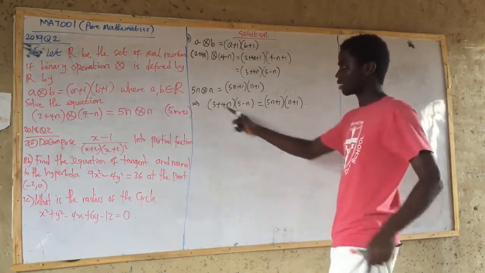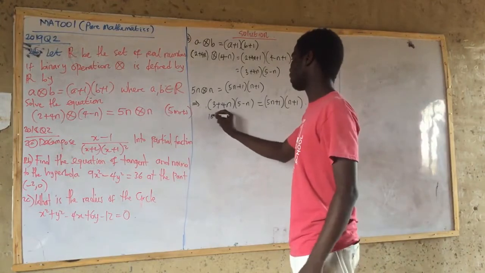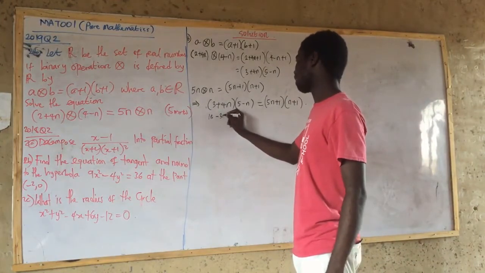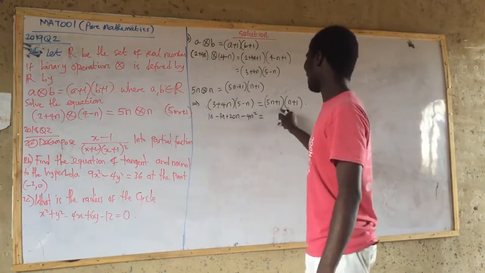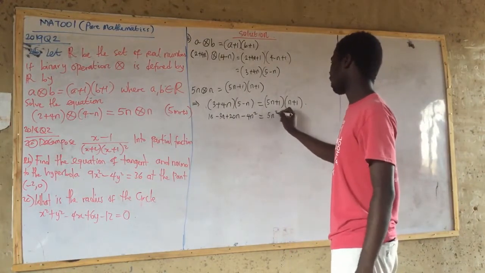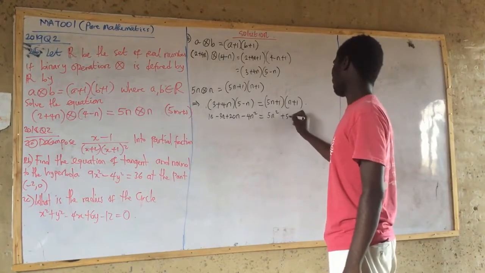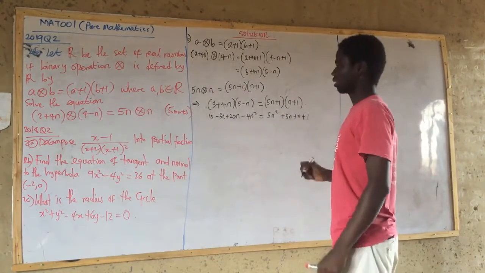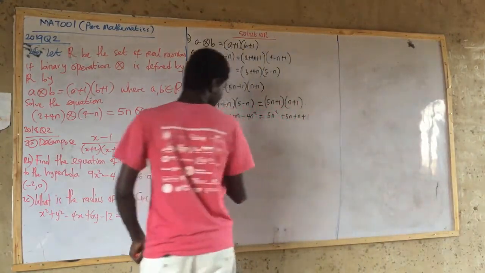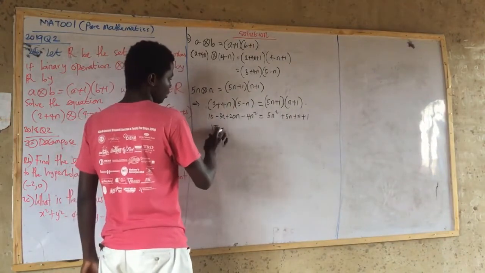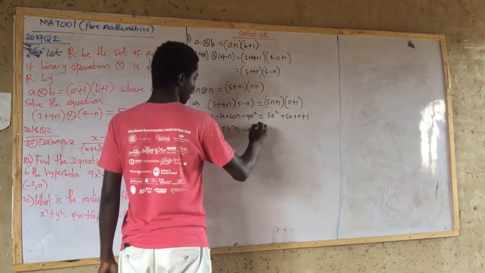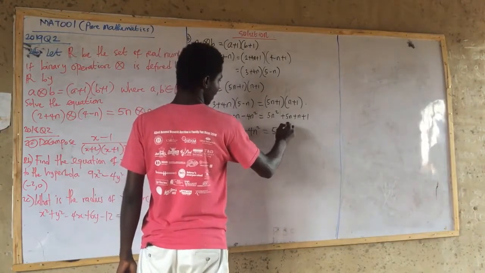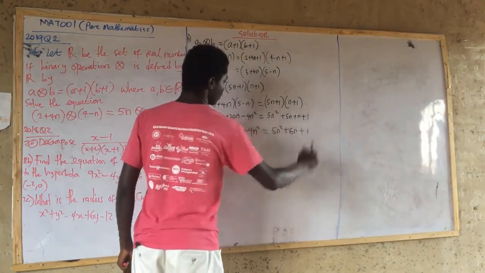So open the bracket, expand. This is 15 minus 3n plus 20n minus 4n squared. Expand this one as well: 5n squared plus 5n plus n plus 1. So this one will actually become 15 plus 17n minus 4n squared. This is 5n squared plus 6n plus 1.